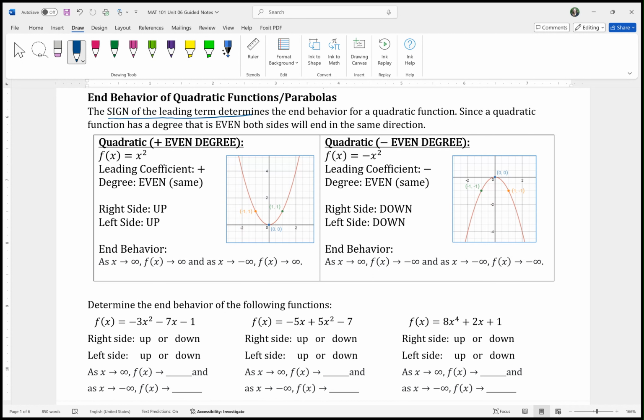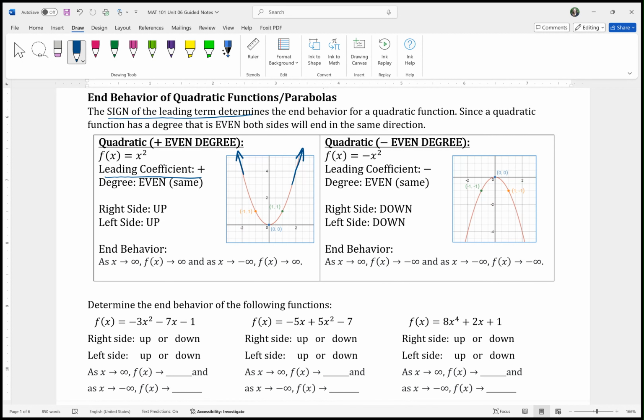All right, so we have two different cases here. The first one is a quadratic that has a positive coefficient in the front. It doesn't matter what number's in the front, but it does matter what sign that number is. So if we had f of x equals positive x squared, our leading coefficient would be positive, and of course that degree is even because it's 2. This tells us that both sides are going up. In this case, we're going to be looking at the right side first. We see that our right side goes up and our left side also goes up.